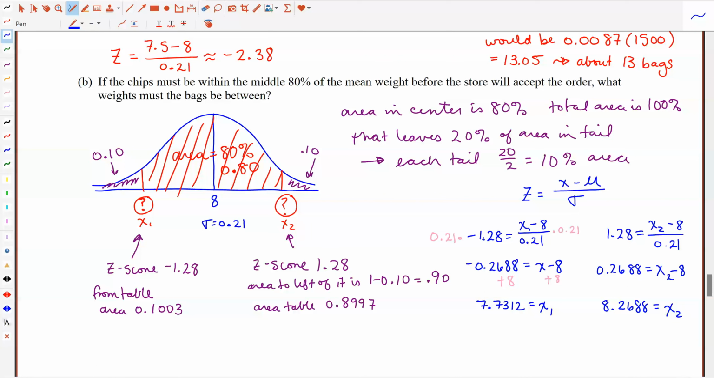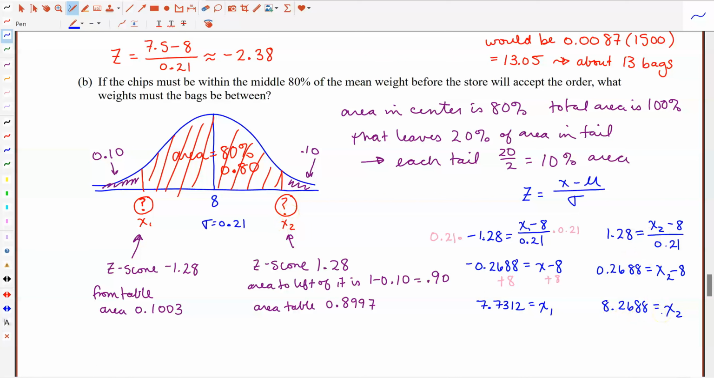Right, so notice that I can't use symmetry on these ones. So you can't, for instance, when you get the 7.7312 as that value to the left, take its opposite sign to get the value to the right. That only works when you're doing the z-scores. So we'll have to actually just do the computation to figure out that left data value and that right data value.